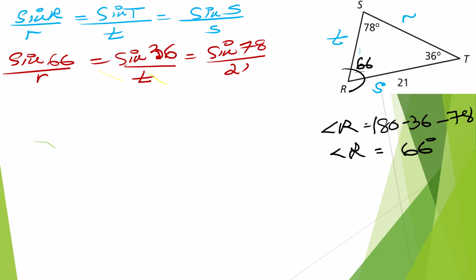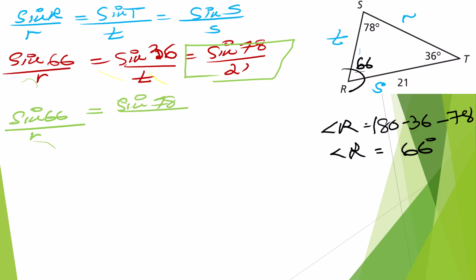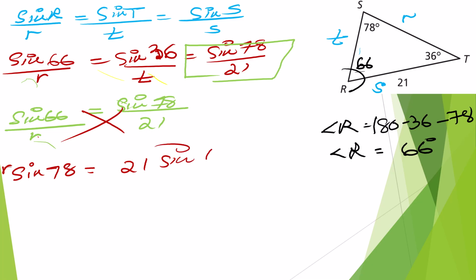So I will write here sine 66 over r equals to which other ratio? I will take sine 78 over 21 because here all the values are given, and in this case I will have to find out only small r. Cross multiply. So r sine 78 equals 21 sine 66.